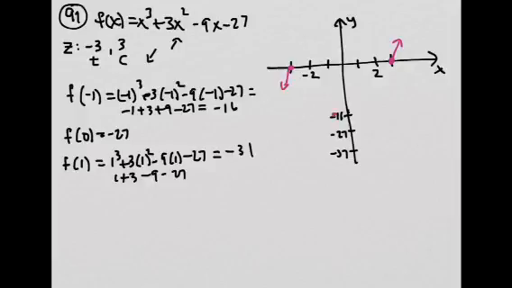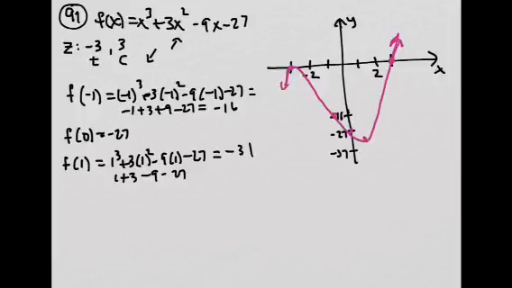f of 0 is negative 27, so it'll be right here. And then f of 1 is negative 31, so about halfway. And so it's going to bounce off of negative 3, go back down, and then cross. Something like that. Check with Desmos and you'll get a more accurate picture, but for our purposes this is good enough.